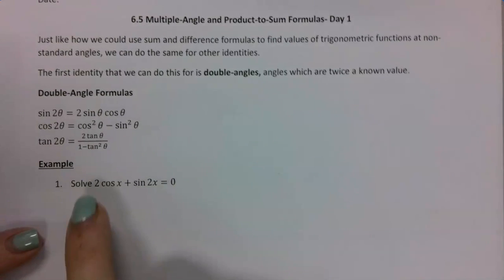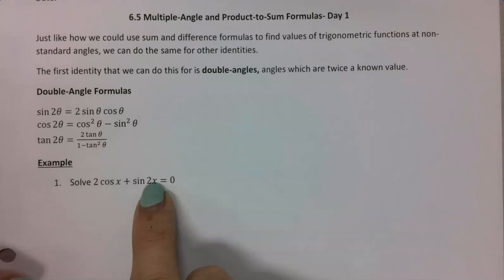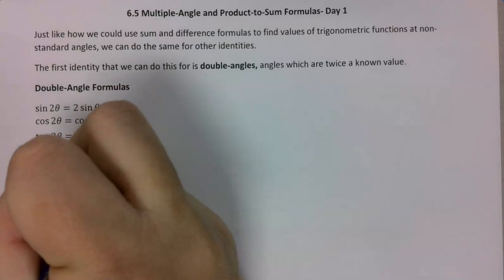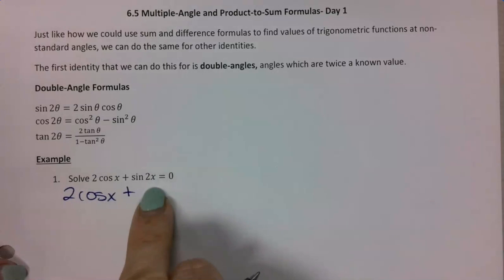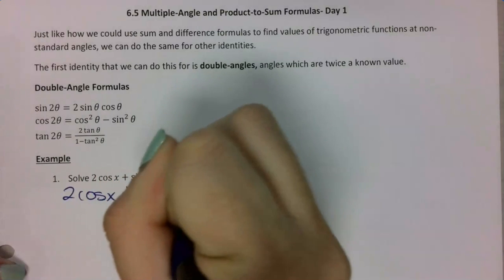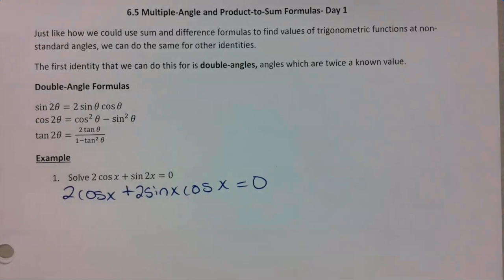Number one wants me to solve 2 cosine x plus sine 2x equals 0. Because of that 2 in front of the x, I'm going to use the double angle formula here on the sine. So the cosine is going to stay alone for right now. And then, because this is a sine double angle, I'm going to replace it with 2 sine x cosine x. And this still equals 0.